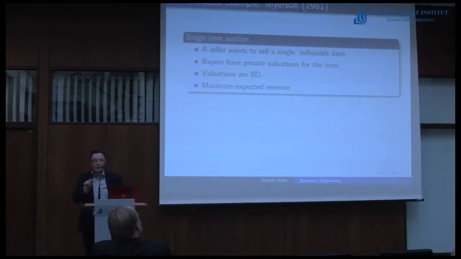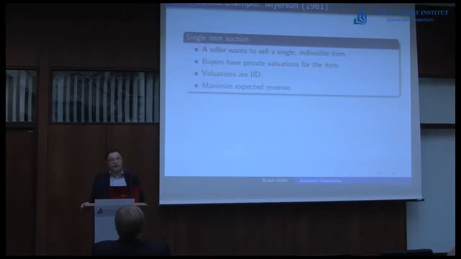Now, I give you a very simple example, the classic one, for which this revenue maximization is also solved. So there's a seller who wants to sell a single indivisible item, like a painting, say. The buyers have private valuations for the item, and the valuations are identically, independently distributed according to some probability distribution that is known to the seller.